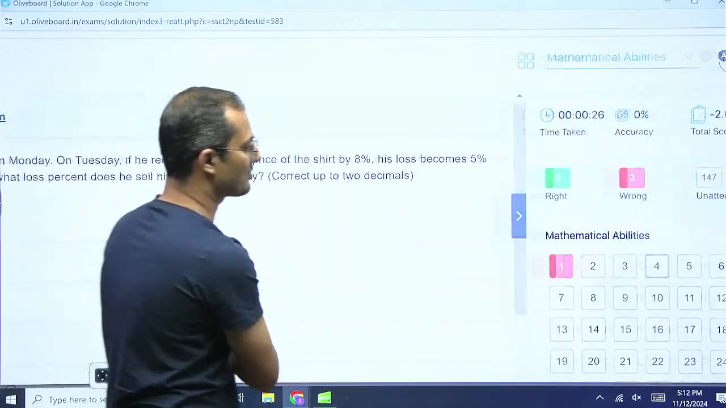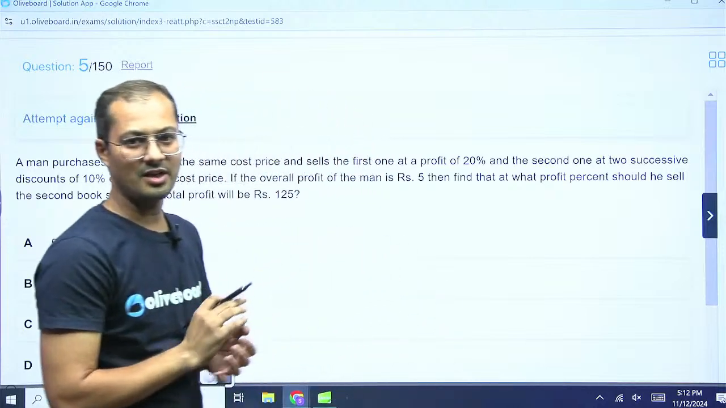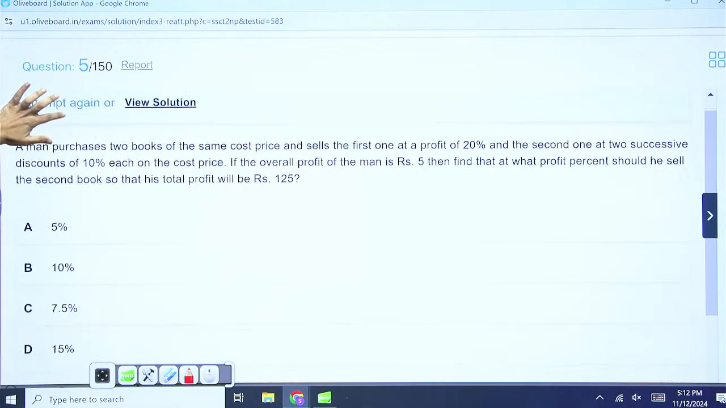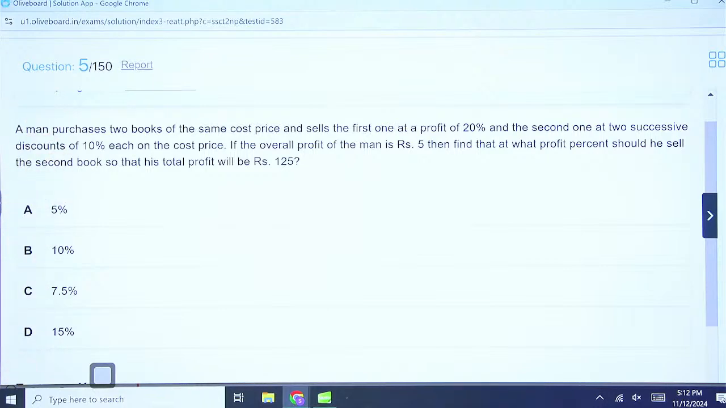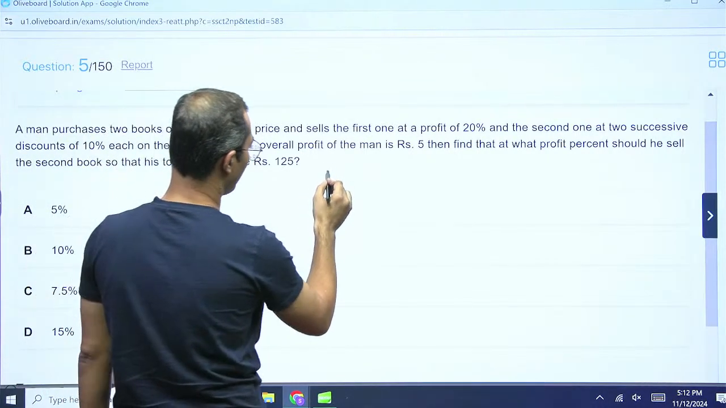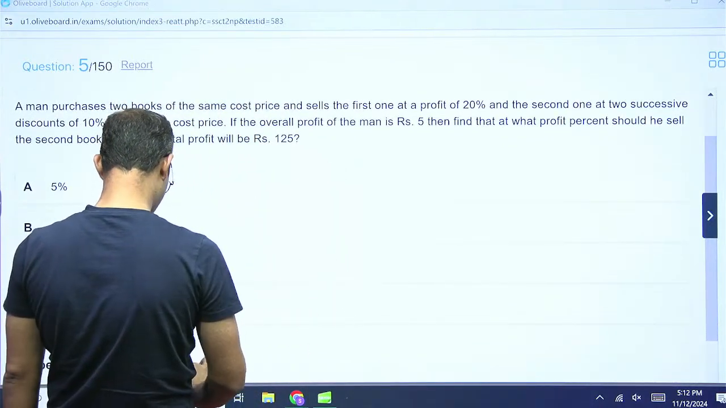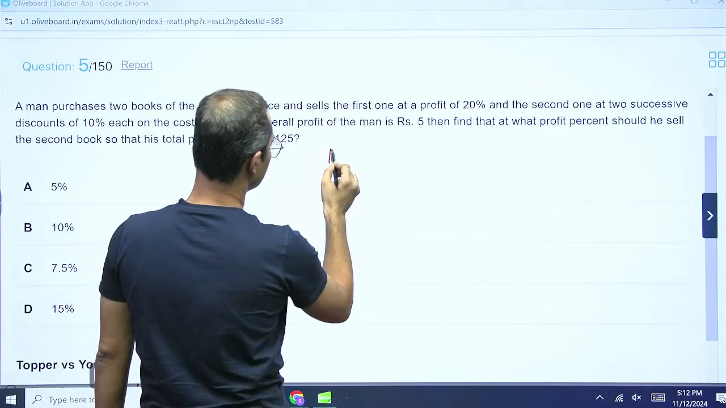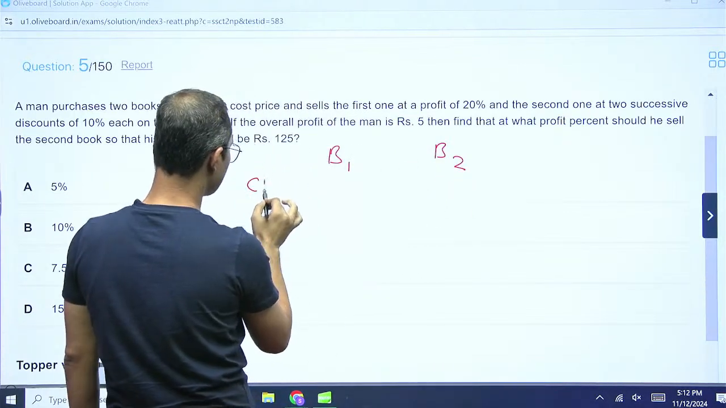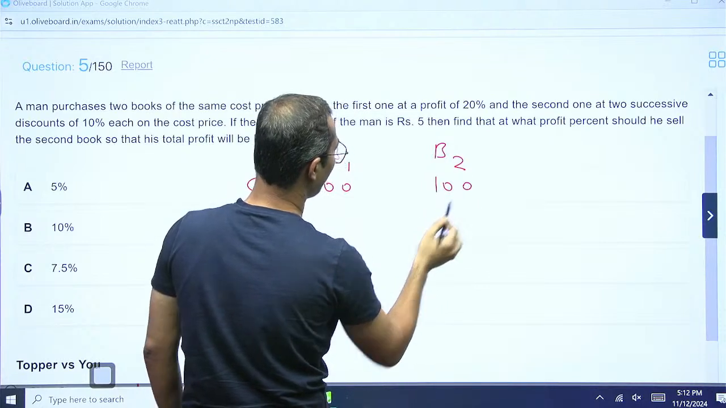So moving to the next question. Tell me what is the answer of this question? A man purchases 2 books of the same cost price. See, the cost price of the 2 books is the same. So there is B1 and this is B2. So the cost price is the same. So assume it as 100, right? So let the cost price be 100.